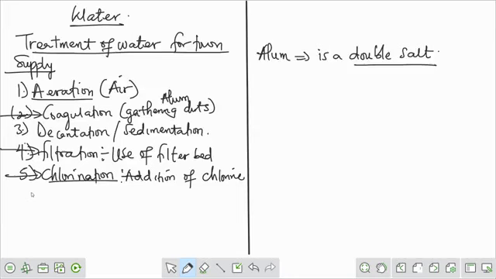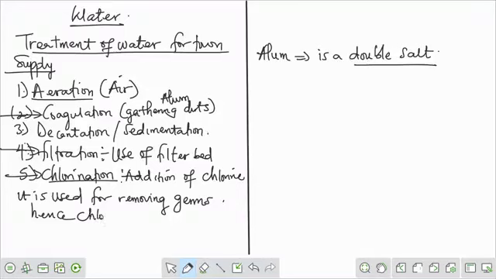The reason why we add chlorine is for removing germs. I hope you understand. Hence we can say chlorine is a germicide. We can also say it kills germs. So that's it. We have learnt a lot today. If you are not writing, you are wrong.